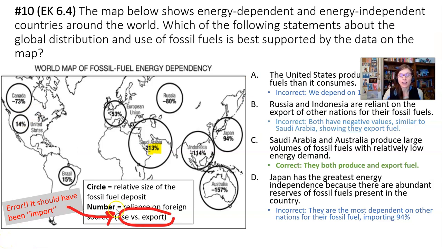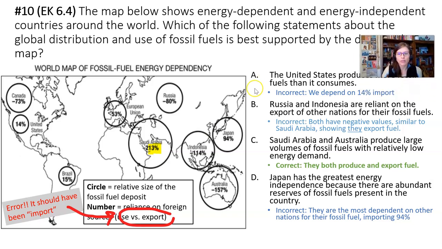Okay, question number 10 is a little tricky because this one had an error. You'll see right here it said export, and this is looking at the reliance on foreign sources, so it should be import. So US here, we're importing 4%. And the way you can figure that out is Saudi Arabia, right? We know they're exporting in abundance. So that negative value has to be an export factor.